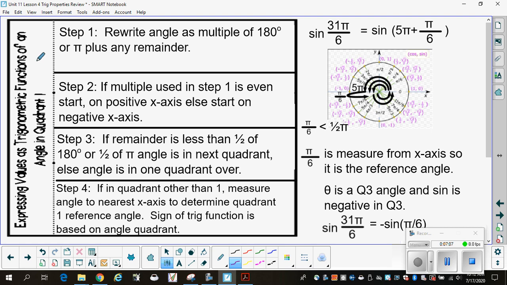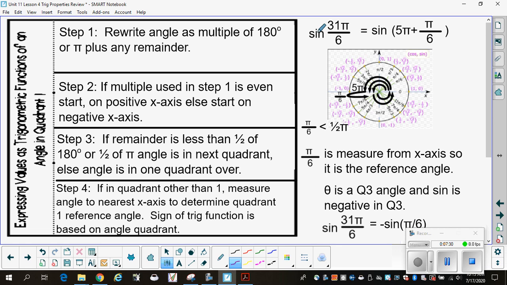Now, expressing values as trigonometric functions of an angle in quadrant 1. Remember that quadrant 1 is your reference angle. So the first thing you want to do is rewrite the angle as a multiple of 180 or pi plus any remainder. Pretty much most of the time in this class, unless you're working with triangles and doing law of sines and cosines, you're going to be working with radians.